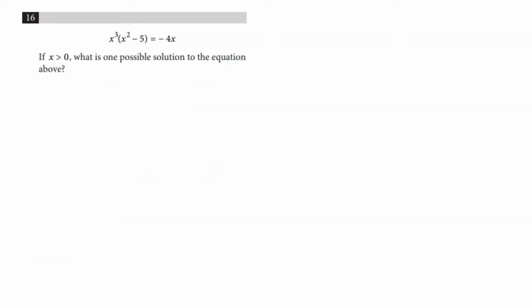So moving on to the free response questions. The question says, so we have this given equation, and if x is greater than 0, what is one possible solution to the equation above? That probably means there are multiple and we have to choose one. So this equation, let's write it out like this.